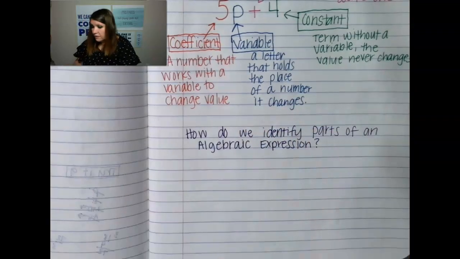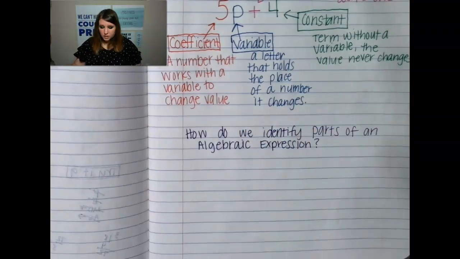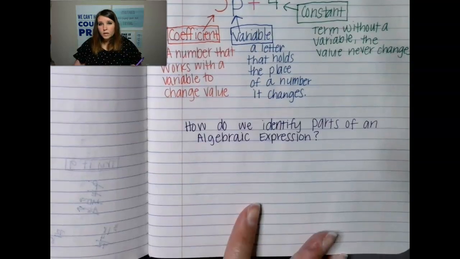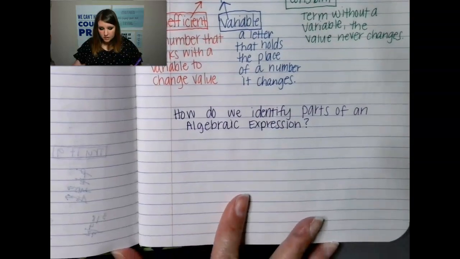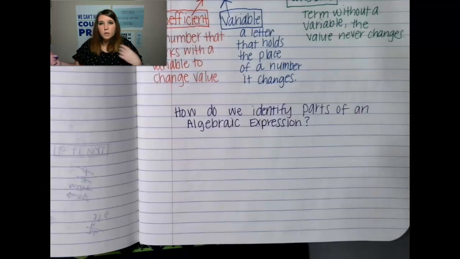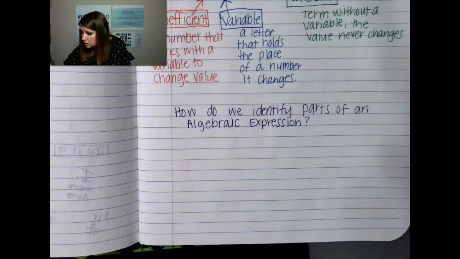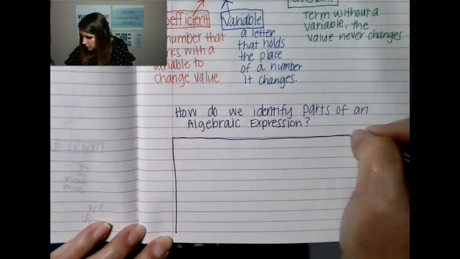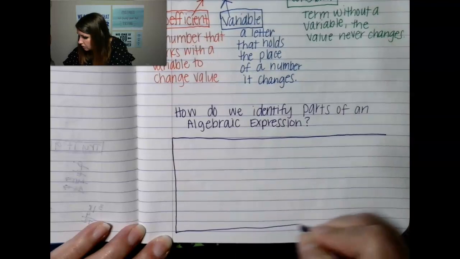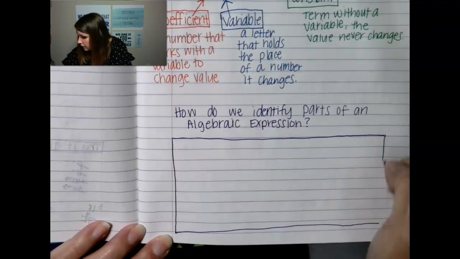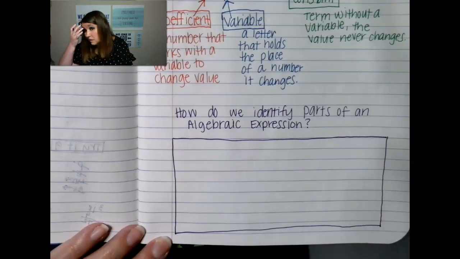How do we identify parts of an algebraic expression? Well, we are going to do a couple different things to be able to do that. So the first thing that we're going to do is we are going to make some lists. So we're going to separate our paper down below into a boxed off area like this, except your boxed off area is going to look much better than mine is.